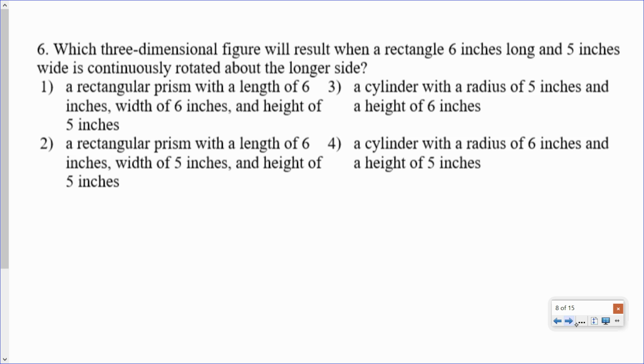Now we're kind of doing a little bit of a word problem with it. Which 3-dimensional figure will result when a rectangle 6 inches long and 5 inches wide? So let's draw this rectangle. It's 6 inches long, it's 5 inches wide, is continuously rotated about the longer side. So the longer side, is the longer side 5 or 6? Well, if you can't answer that, I can't really do much for you. 6 is longer than 5.